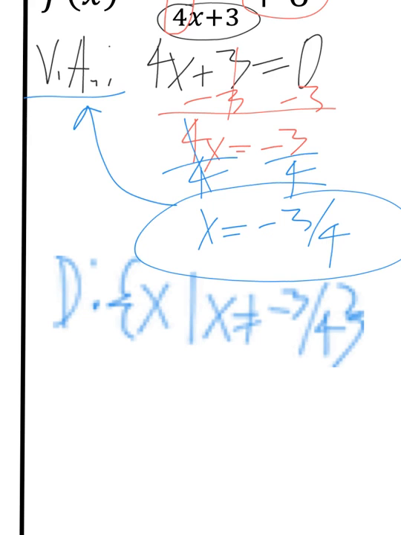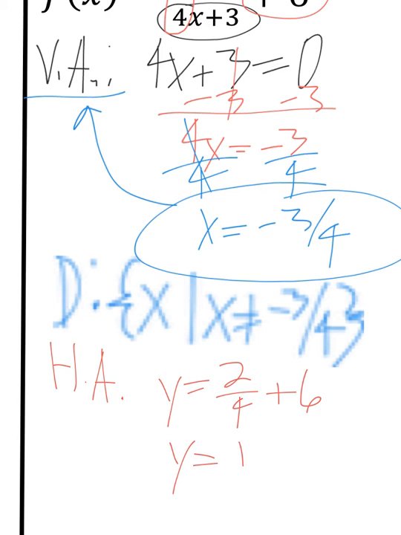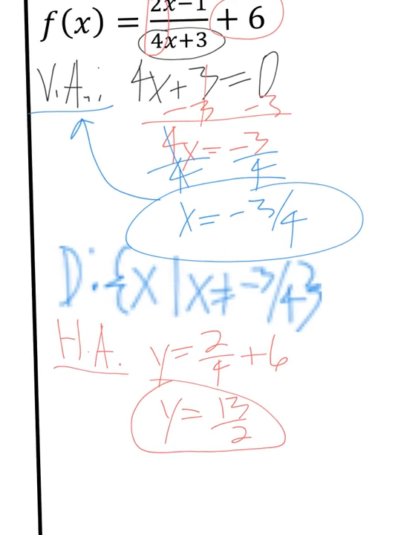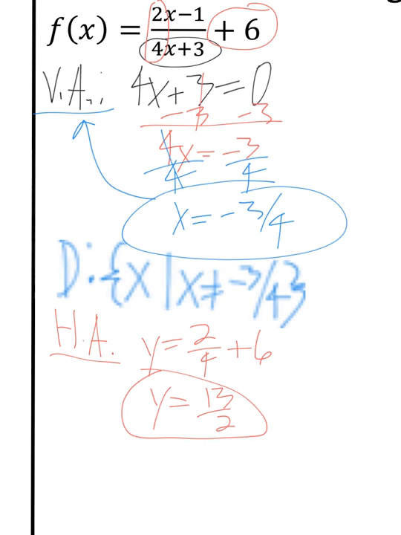So I'm going to say horizontal asymptote, HA, is y equals 2 over 4 plus 6. So 2 over 4 simplifies to 1 over 2, and if you add 6 to that, you get 13 over 2. Okay? You could get it as a decimal if you want and say 6.5, but generally speaking, I prefer fractions over decimals, but it's really not that big of a deal.